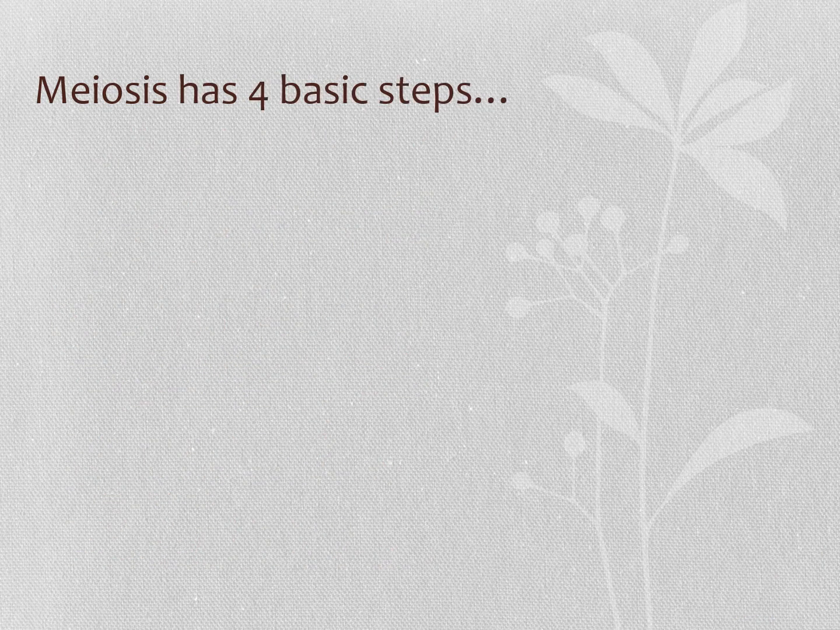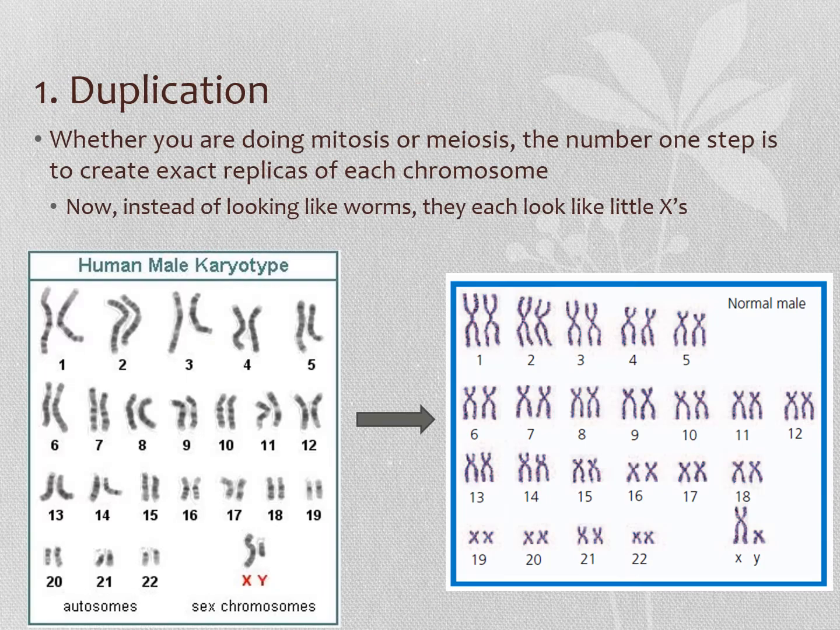So meiosis, however, is going to be different. And I'm going to break it down into 4 basic steps because this really gets at the conceptual framework of how meiosis works. Step 1, duplication. This seems completely counterintuitive because the first thing we're going to do is create exact replicas, exact copies of each single chromosome that we had.